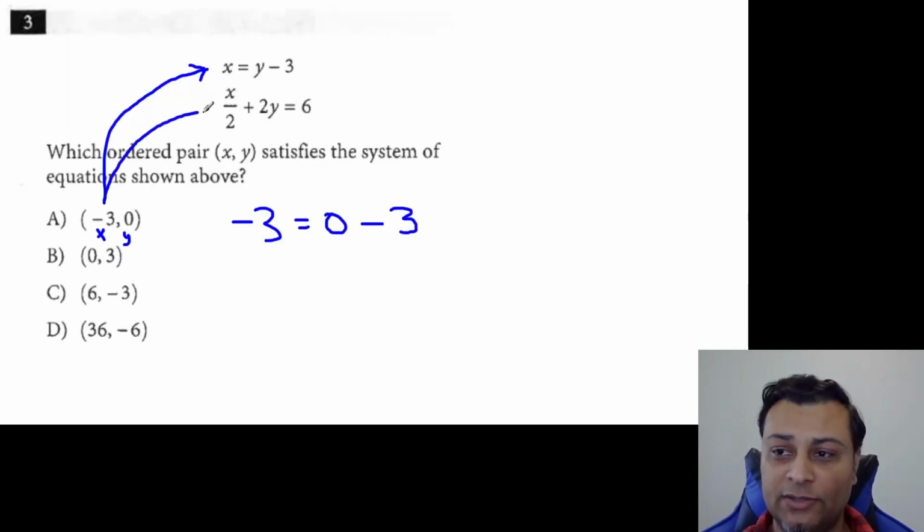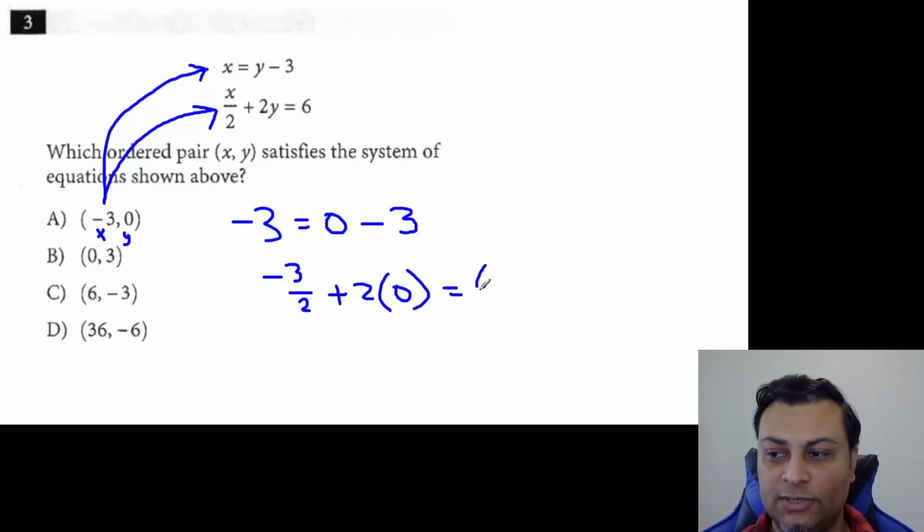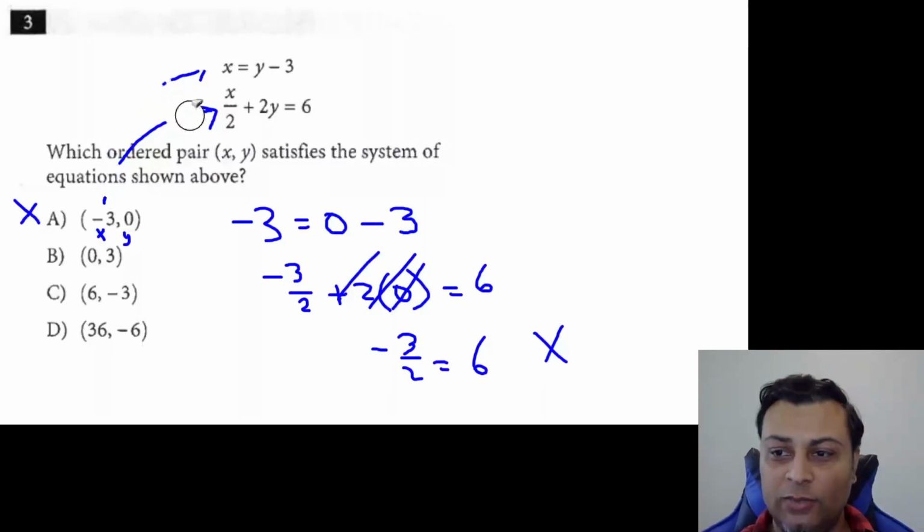Let's plug A into here. Negative 3 over 2 plus 2 times y, but y is 0, equals 6. 2 times 0 is 0, and you have negative 3 halves equals 6, which is false. So A is not our answer. And we can keep going, and let's look at B.